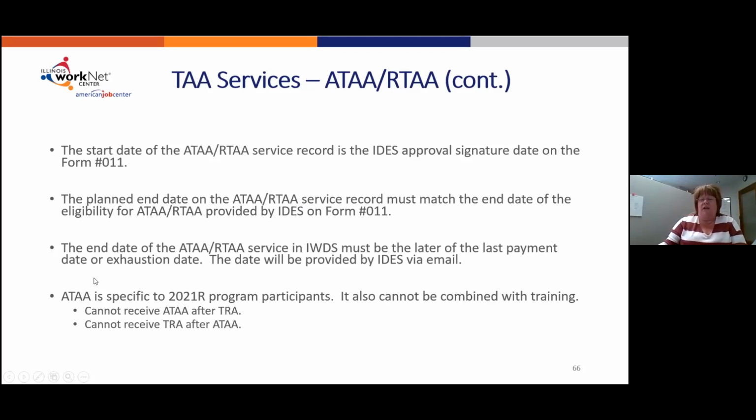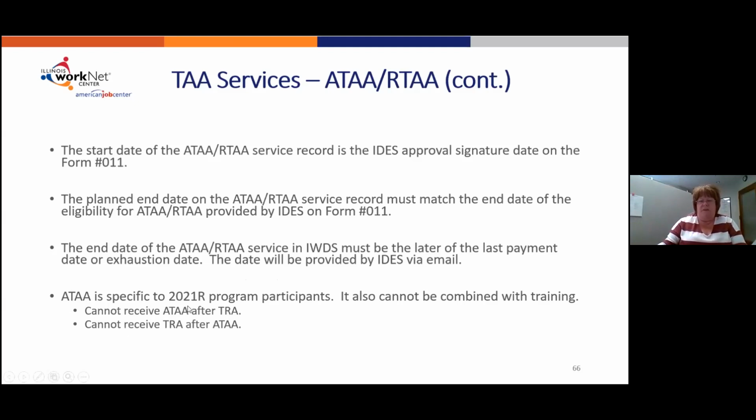When you're ending an ATAA or RTAA service in IWDS, it must be the later of the last payment date or exhaustion date. Generally that date will be provided by IDES in an email. They'll say, okay, this is the last payment for this person, they don't have any more available to them. They'll tell you when the payment was made, or that this person has exhausted their eligibility period for RTAA. That date is the date you use as the end date for that service.